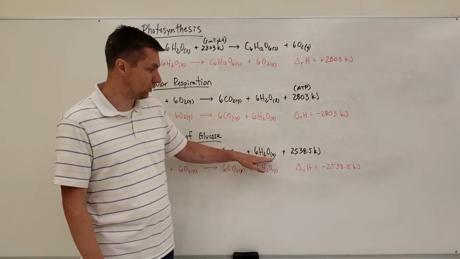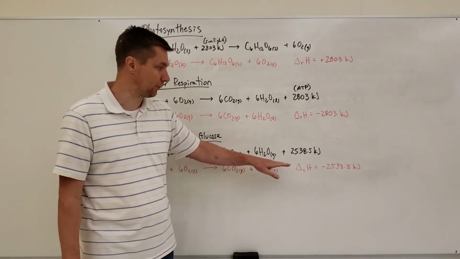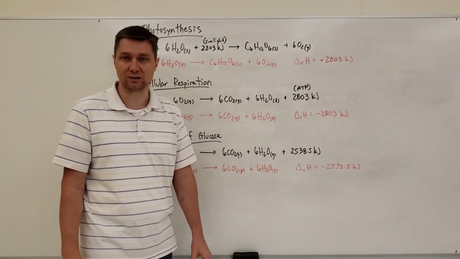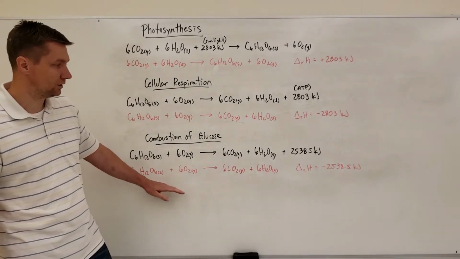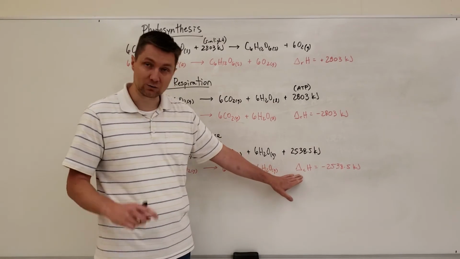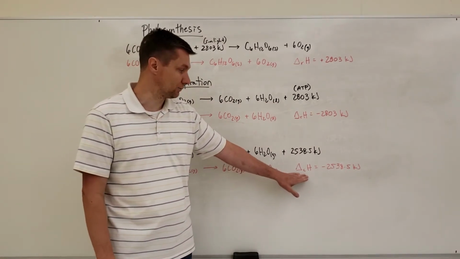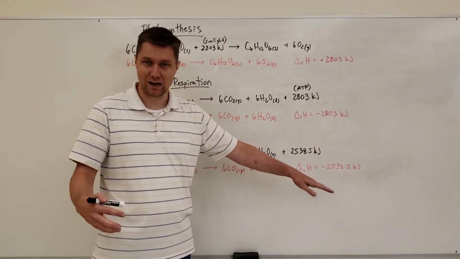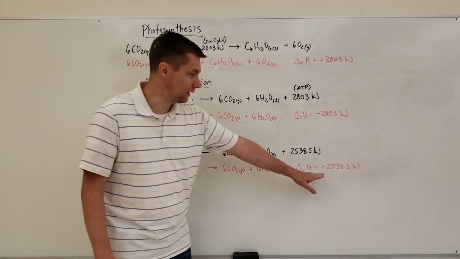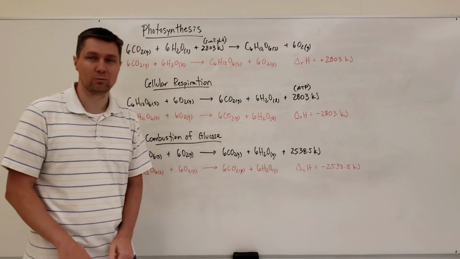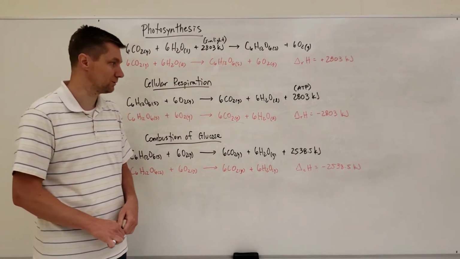And so because it's water vapor that's being formed as one of the products, it's going to change how much heat is released from this reaction. If I were to write this one in delta H notation, I know it's a combustion reaction, so I'm going to write delta CH to indicate that it's a heat of combustion, and it's negative 2,538.5 kilojoules for this reaction.